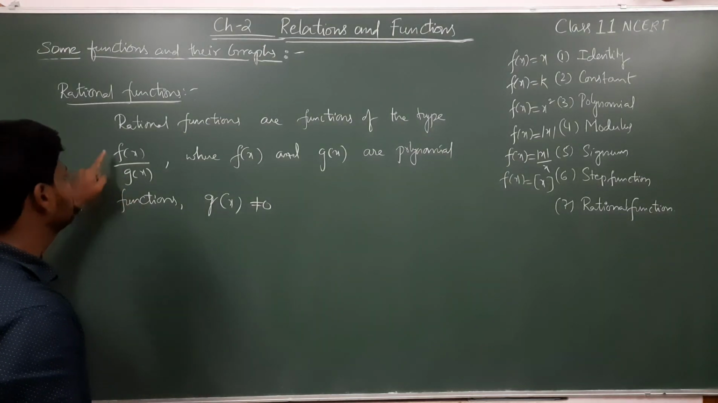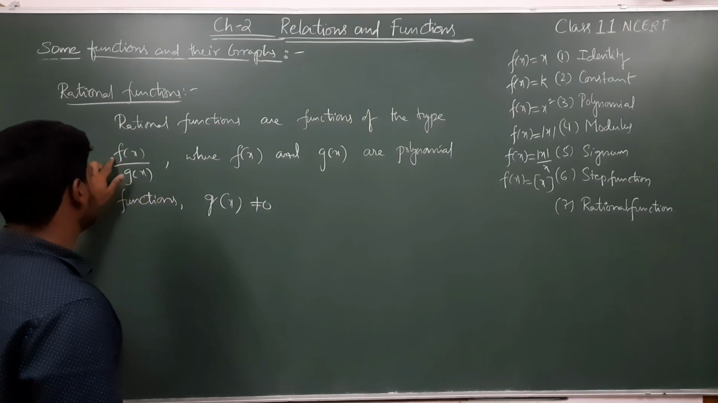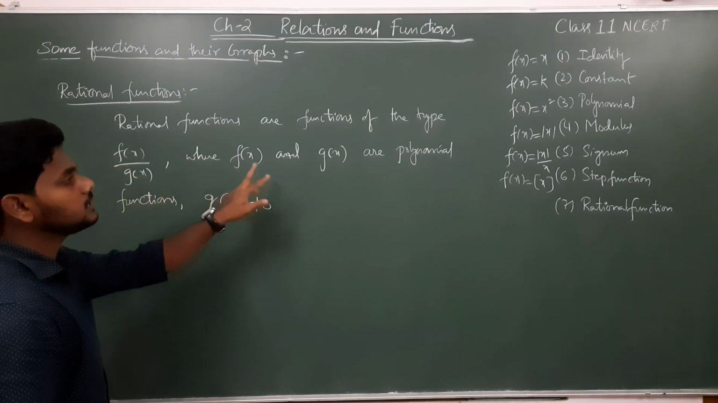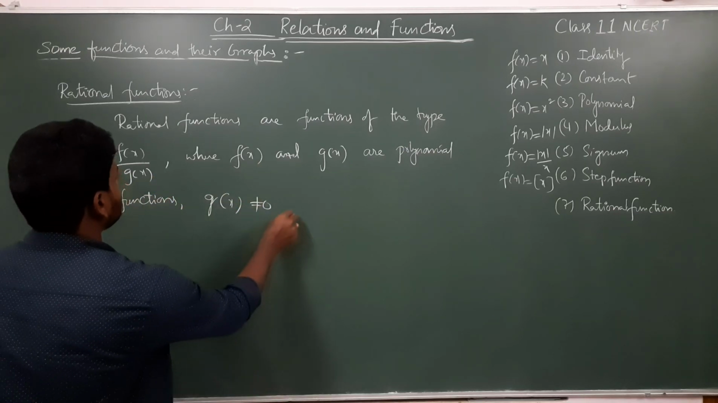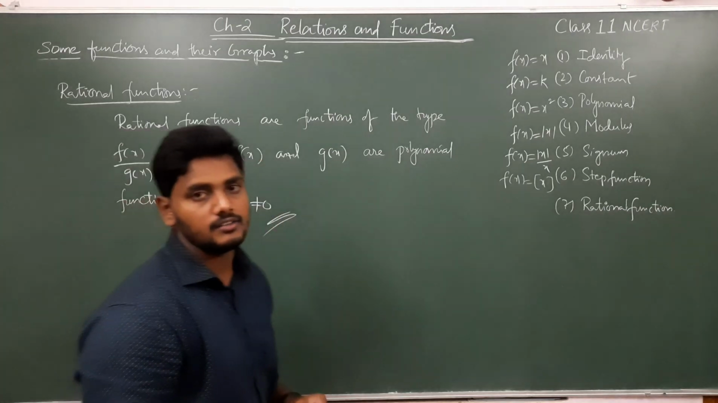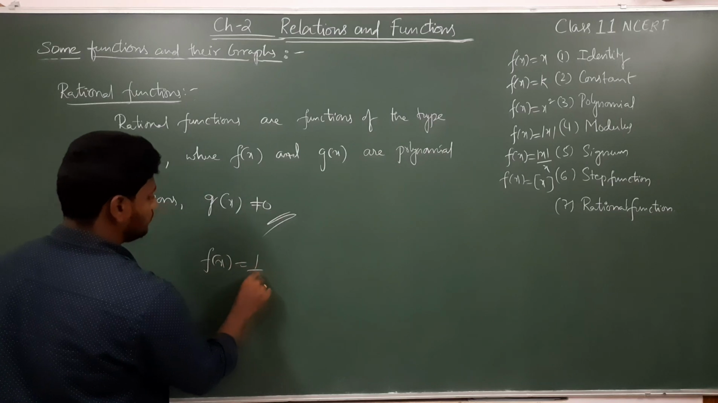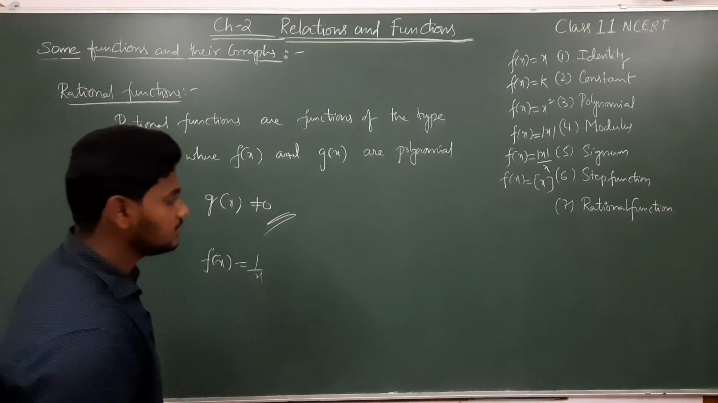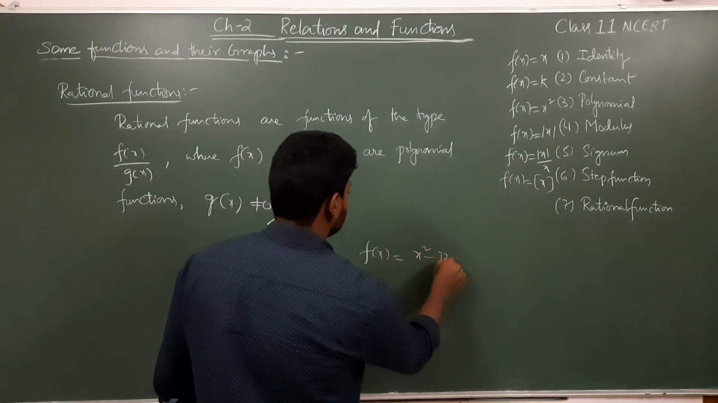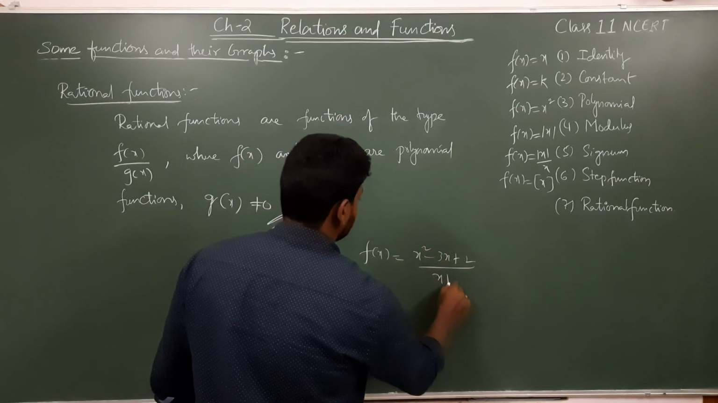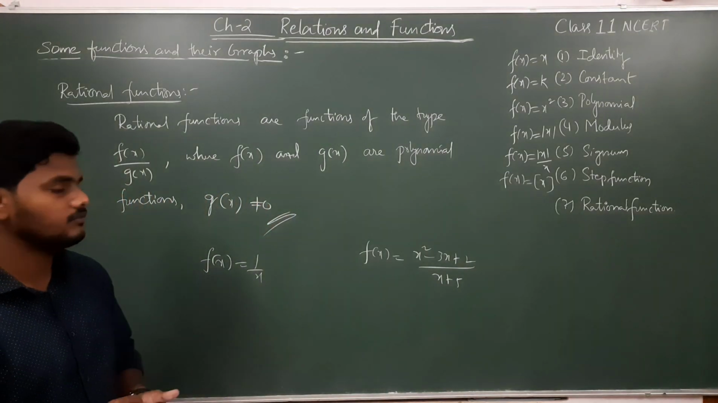Why? Because it is in the form of p by q. In the p by q form, q is not equal to 0. So like that, f of x by g of x, when both are polynomial functions and g of x is not equal to 0, this type of functions we will consider as rational functions. For example, f of x equal to 1 by x, 1 by x square, like that. Again, f of x equal to x square minus 3x plus 2 by x plus 5. These types of functions we will consider as rational functions.